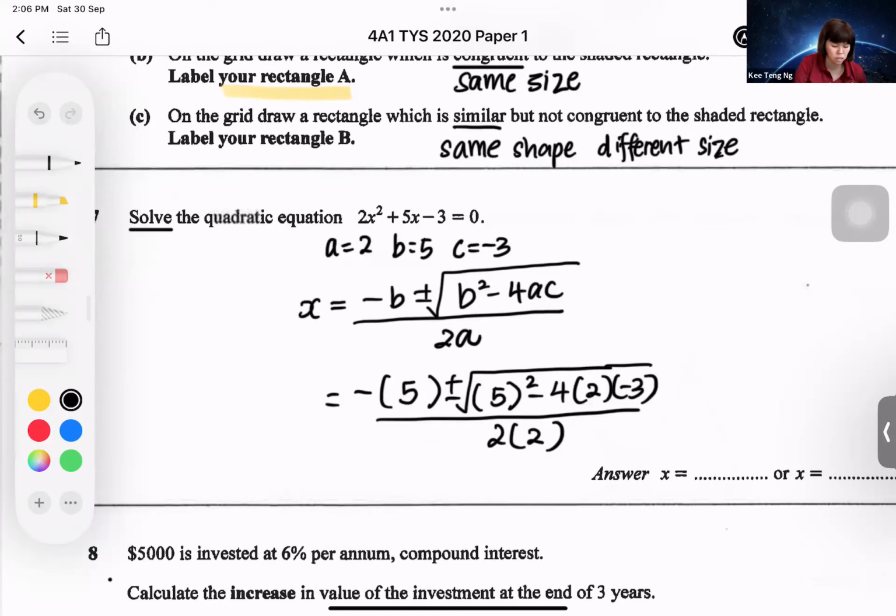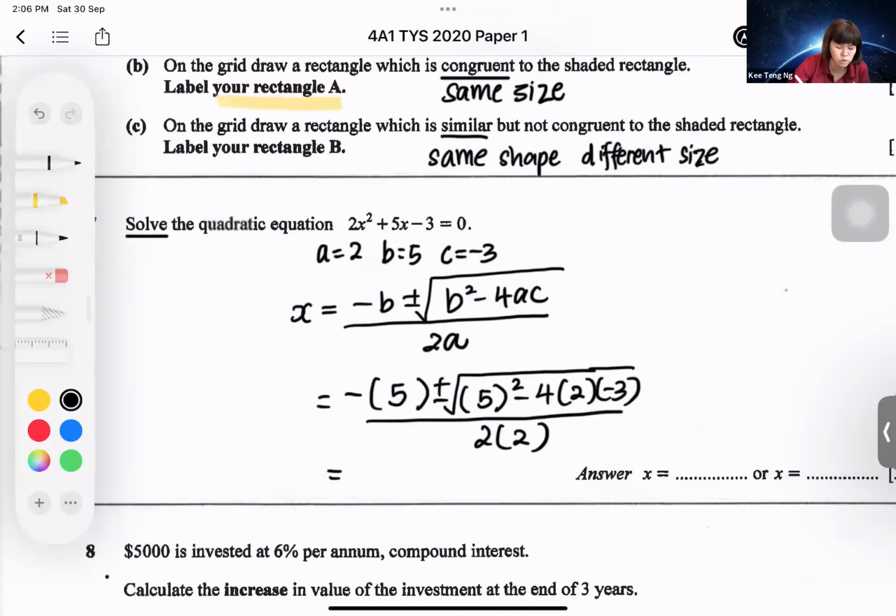For me, I'll just key in using my mode 522 to save time. Then I'll write my answers. So x over here, the first answer is half, or my second answer is negative 3. Now, when we do factorization, our answers that we get on the calculator, we need to switch the sign, and we write x something.